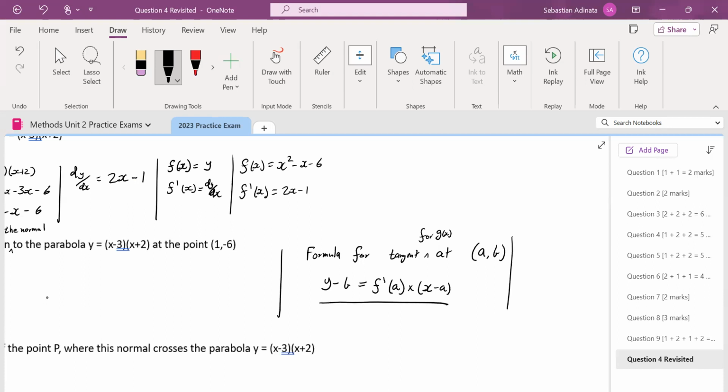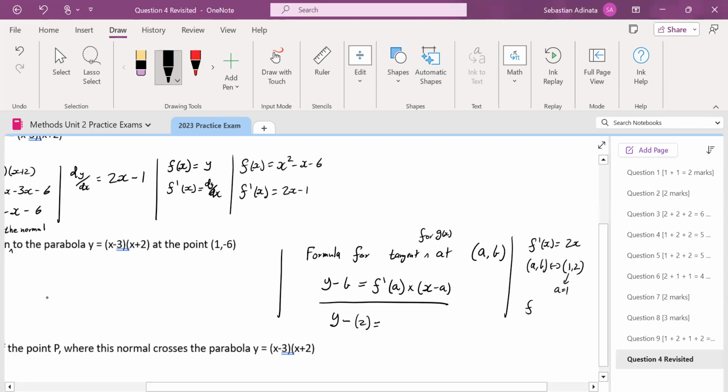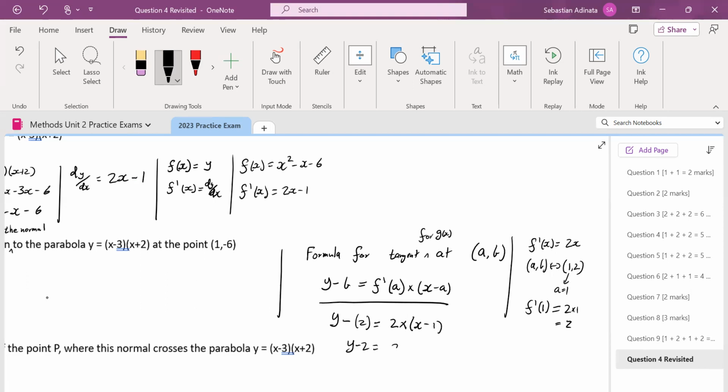So if, for instance, f dash of x was equal to 2x and AB was the same as 1 and 2, the tangent would be y minus 2 is equal to, now we need f dash of a, and in this case our a is 1. So f dash of 1 is equal to 2 times 1 equals 2. And then again our a is 1. So quickly expand it out. Y is equal to 2x plus 2, and that is our tangent.